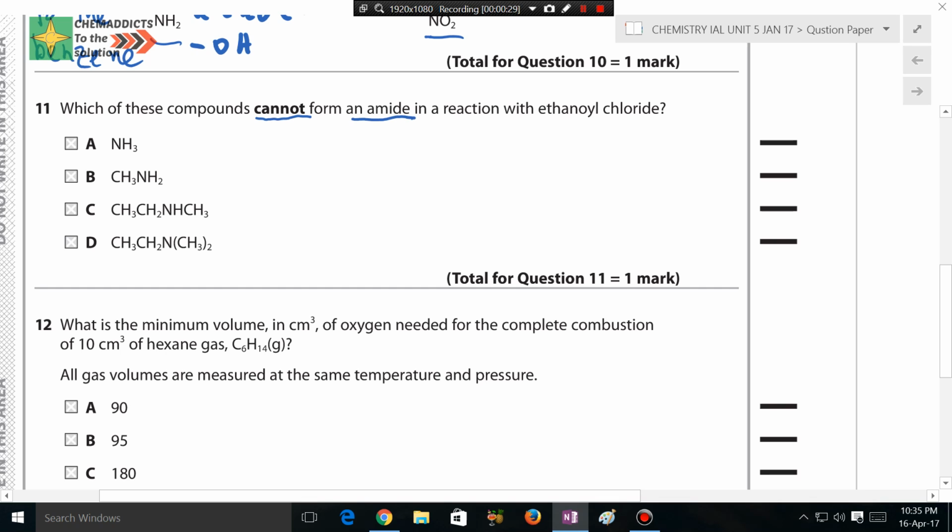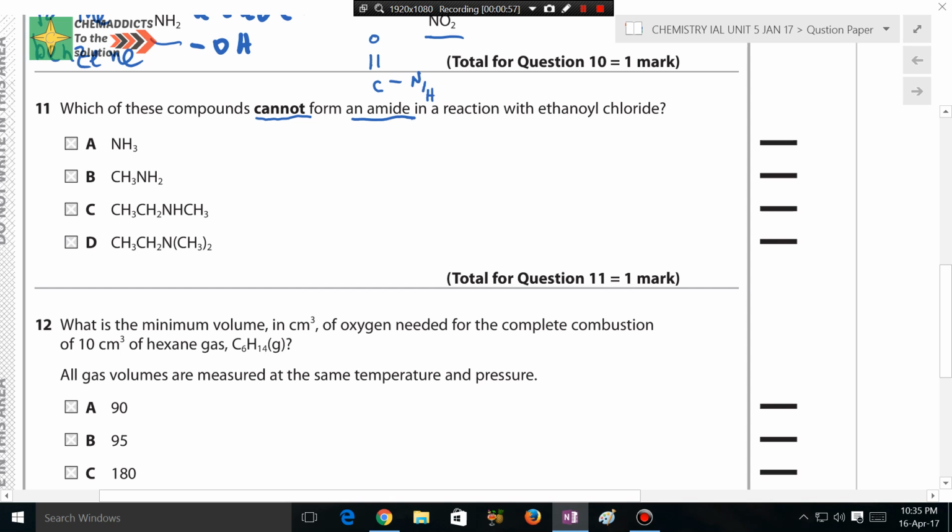So what does amide mean? Amide means this particular compound, which has this particular group, CONH. So this is an amide. Don't confuse it with amine. Amine is this one and amide is this one. So amide is this one, CONH.